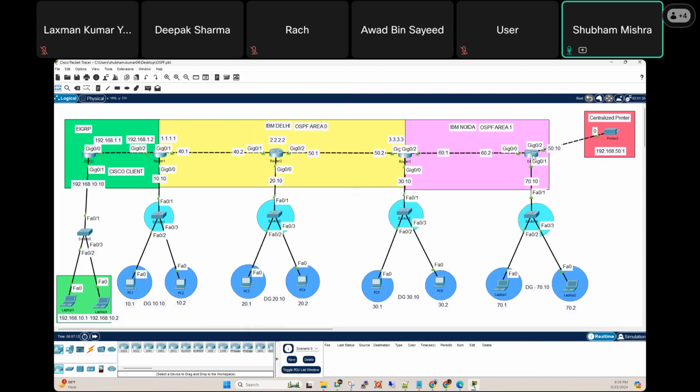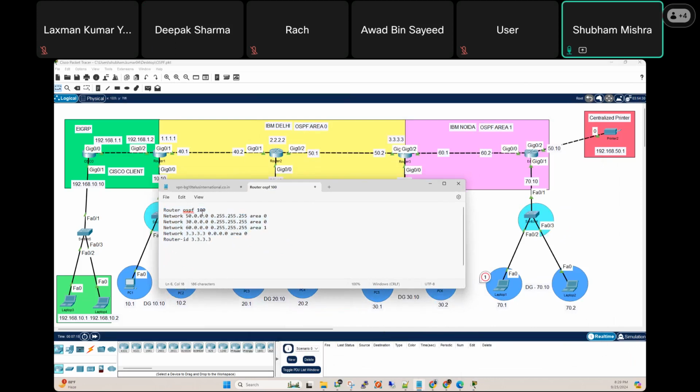Now, on this router, we are running router OSPF 100. Then, guys, which network? 60 network, right, everyone? Yes. So 60 network will be part of area 1. Now 70 network is also part of area 1. Okay. And there is one printer. Yes or no? So what do we need to do? We need to advertise this one also in OSPF, right, everyone? Yes.